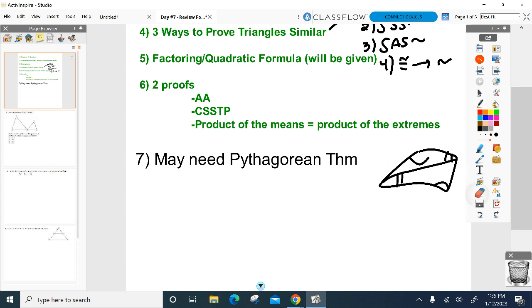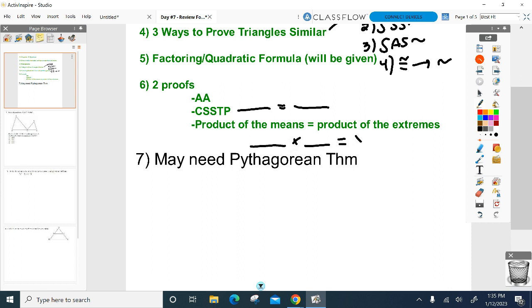And also, I can probably guarantee, I'll let you know now, we worked 3 days on proofs, similar triangle proofs. So don't expect one of the 2 proofs just to be, hey, prove these triangles similar, and that's it. All right, expect it to be show the proportions are equal or the product of the means and extremes are equal.